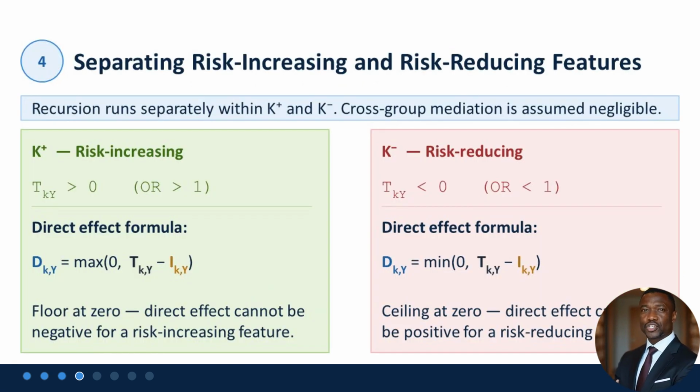Demi partitions the features into 2 groups based on the sign of their total effect. K plus contains all features with a positive total effect, those where the odds ratio is greater than 1. The set K minus contains all features with a negative total effect. The recursion then runs separately within K plus and K minus sets.